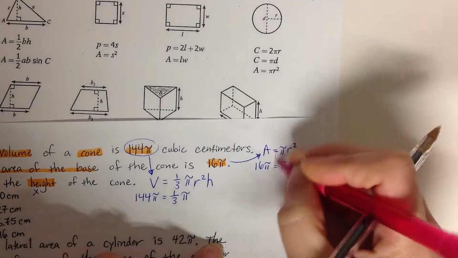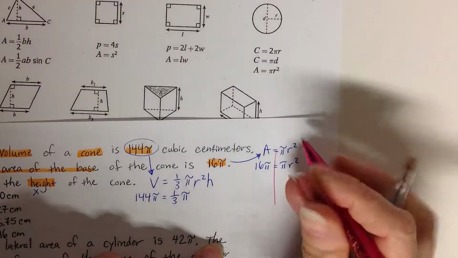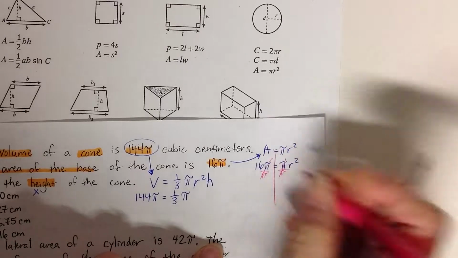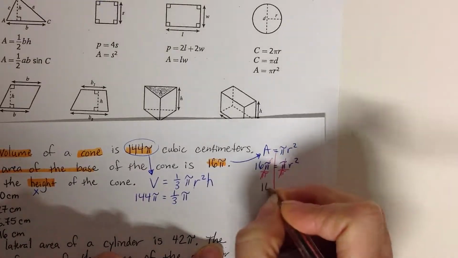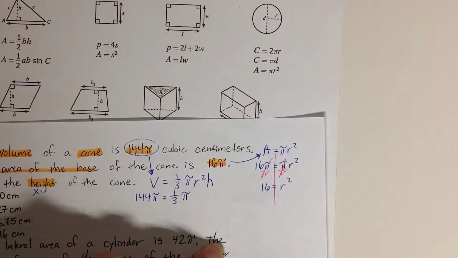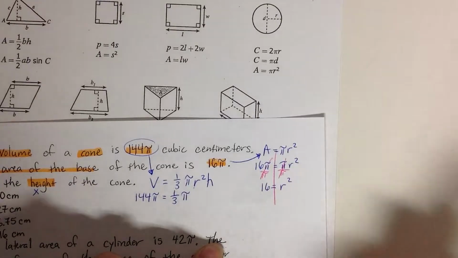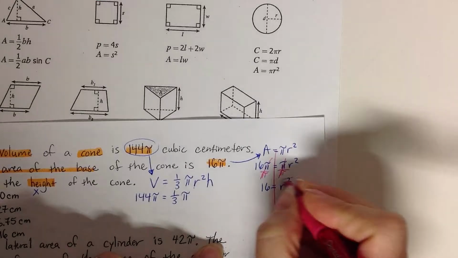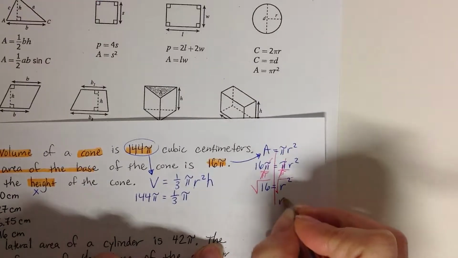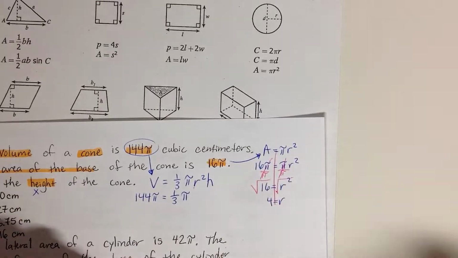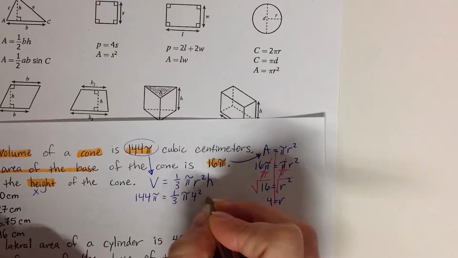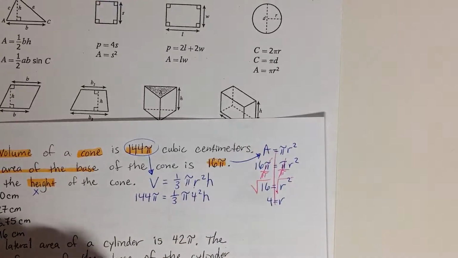I just did one similar to this. Okay, and then the opposite of squaring. So the radius is 4. And so now I can come over here and plug that in for radius. And now I'm solving for height.